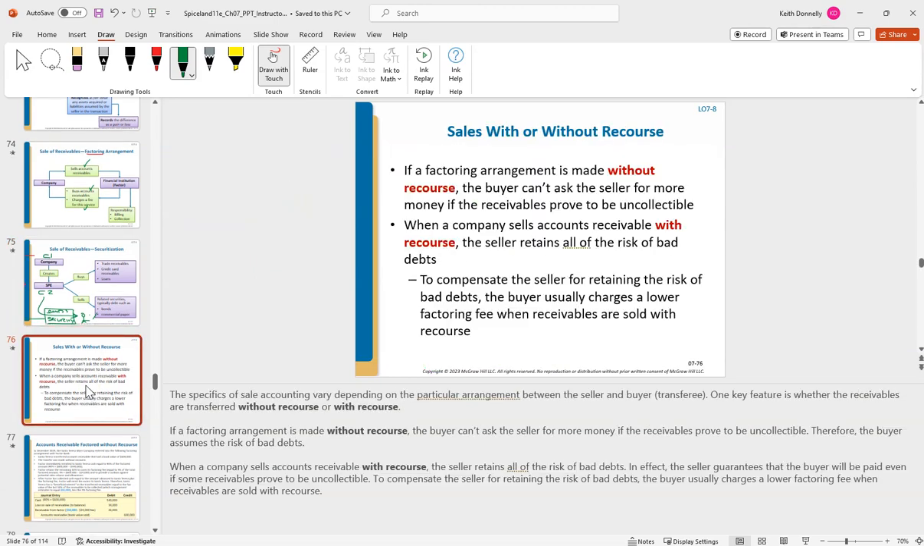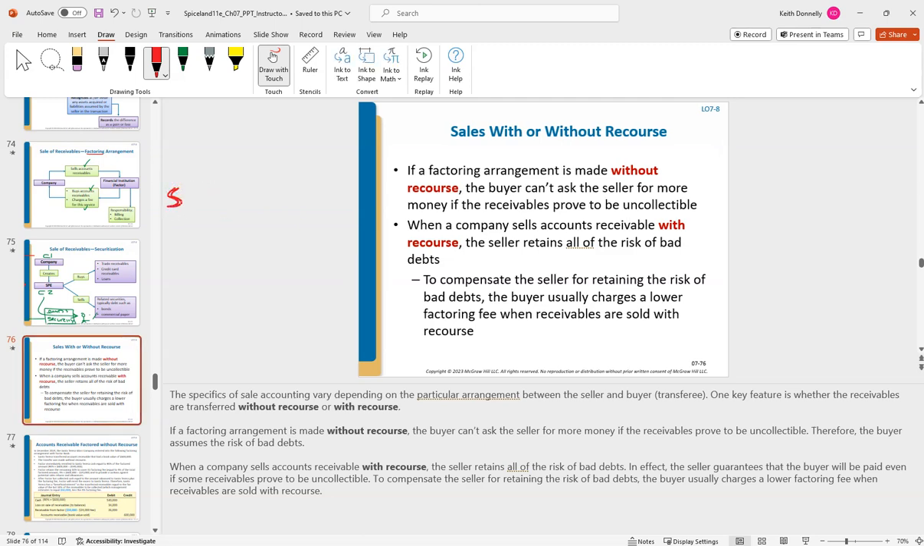Some other things to be aware of. When we talk about sales, we said one variation is a factor. Another, we can have a securitization. Another thing with a sale of accounts receivable is it can be with recourse or without recourse. What does this mean?